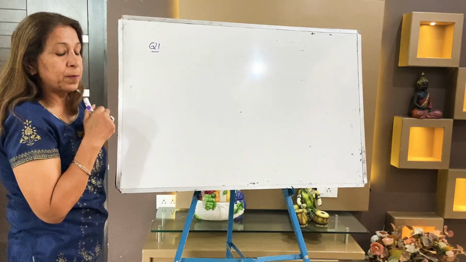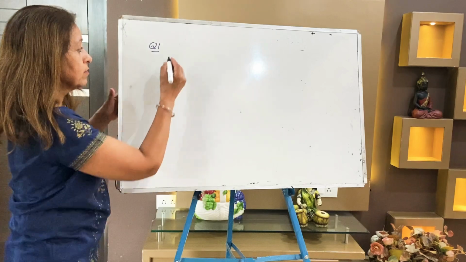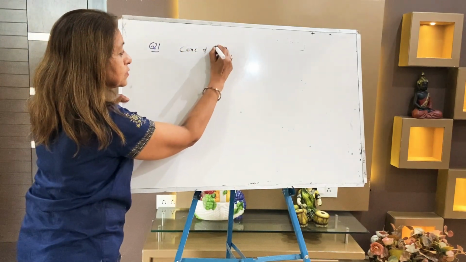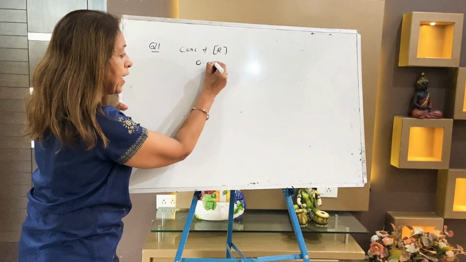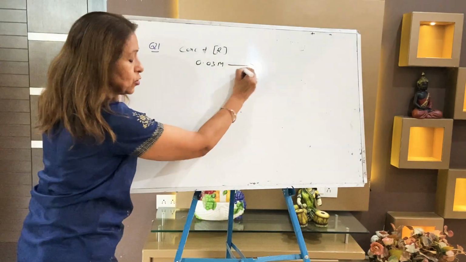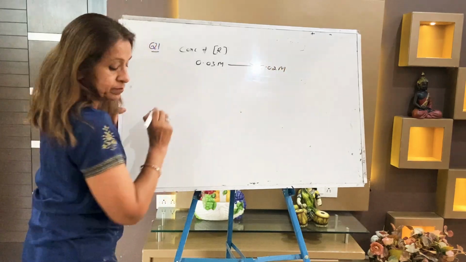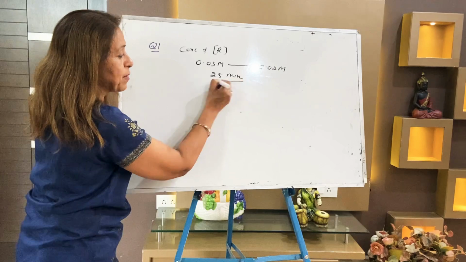First numerical, where we will apply the same formula. The concentration of the reactant changes from 0.03 M to 0.02 M in 25 minutes. The time is 25 minutes.